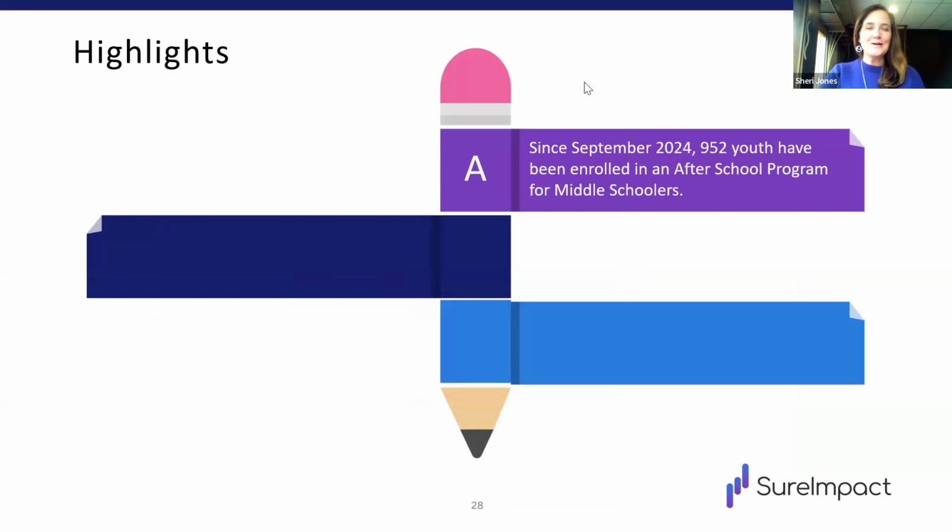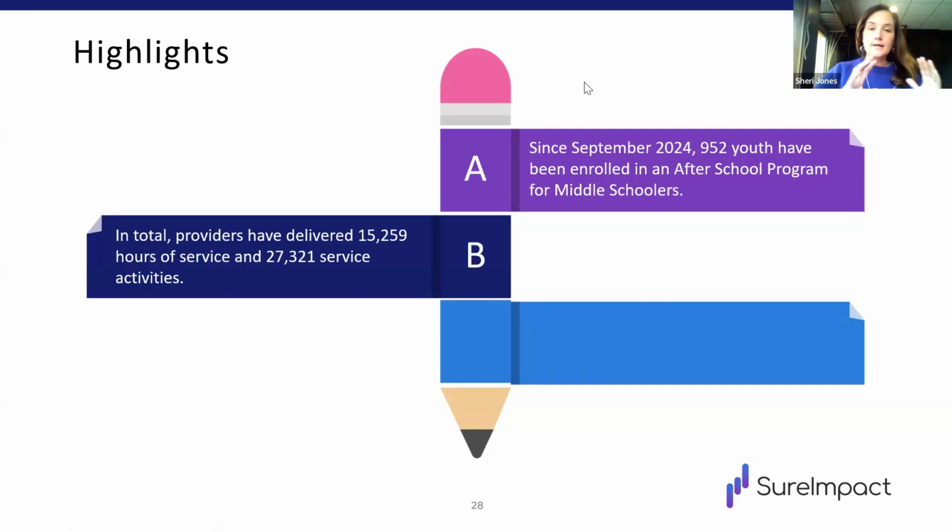They were able to talk about how just since September, so again, this is only 6 months of information, they had served 952 youth in their after-school programs. So again, that's who they served. They had delivered 15,000 hours of services, and 27 different service activities had been provided to these 952 youth.